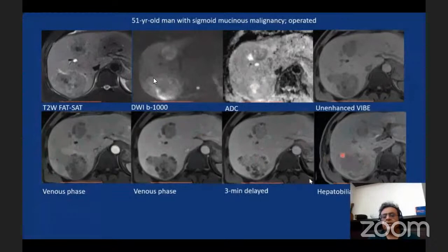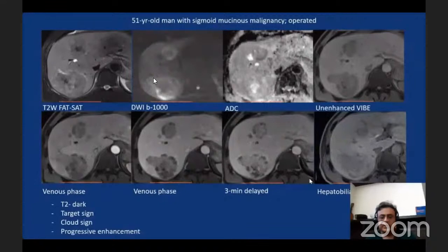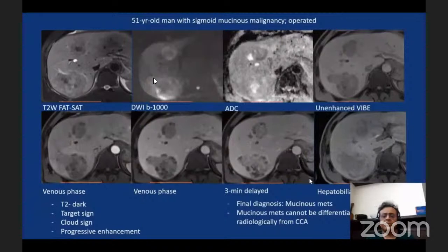So we knew from the history that the patient has a history of a mucinous sigmoid mass. So these are probably metastases. The clinician also knew that this is metastasis, but we have to give a differential diagnosis that maybe these are multifocal cholangiocarcinoma, a radiological differential diagnosis. But the final diagnosis was confirmed as mucinous metastasis. So the learning point is that mucinous metastasis cannot sometimes be differentiated radiologically from cholangiocarcinoma.